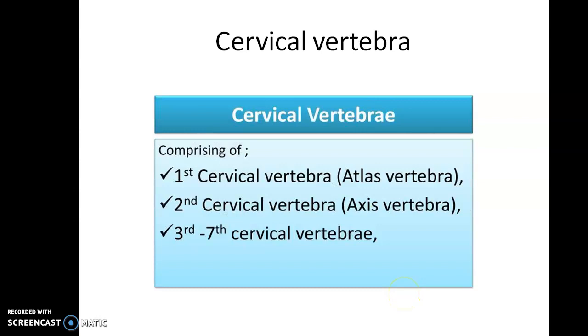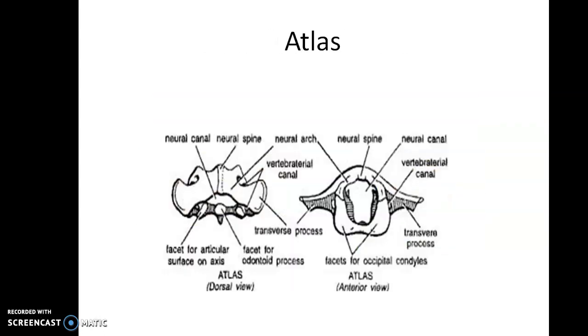The cervical vertebra, which is the first part of the vertebral column, has 7 vertebrae. The first and the second are very important because they are very distinct in shape. The first one is called atlas, the second is called axis. The remaining 3 to 7 are similar in structure.